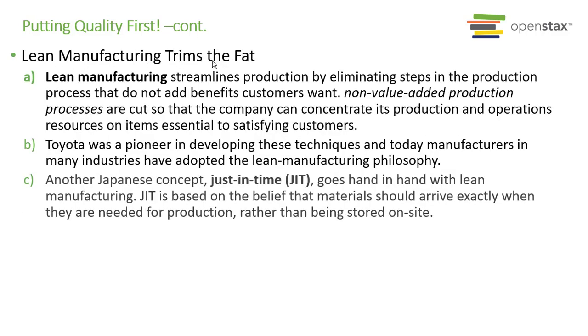Lean manufacturing trims the fat. If you do a very simple Google search, lean manufacturing, it will be impossible for you to not see a bunch of Japanese words, and especially to see Toyota. The Toyota production system is credited as really having launched and pioneered lean as we know it today. So lean streamlines production by getting rid of steps in the production process that don't add benefits customers want. No value-added production processes are cut so that the company can concentrate on its production operations resource.